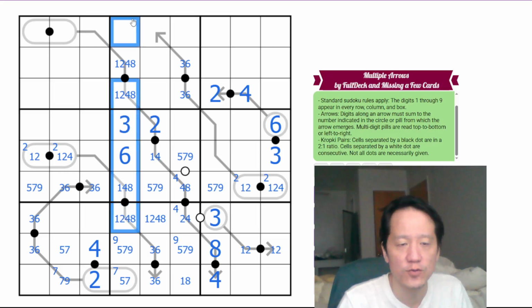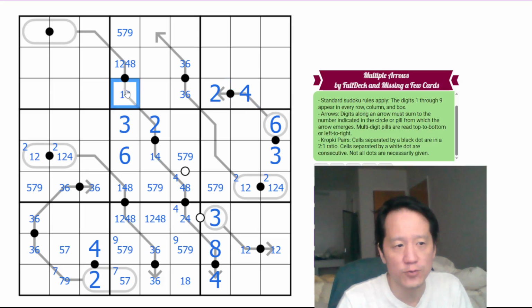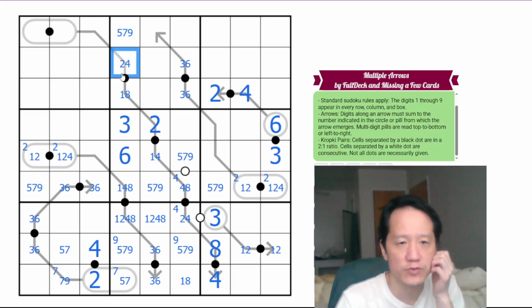We have a 1, 2, 4, 8 quadruplet in column 4, which eliminates 1, 2, 4, and 8 in the rest of the column. This must then be 5, 7, or 9. This can't be 2 or 4 because of the 2, 4 in the row. Therefore, this 1 or 8 can only be with 2 or 4 here.